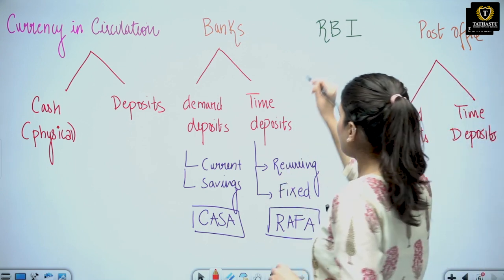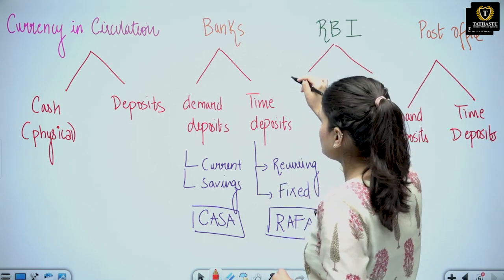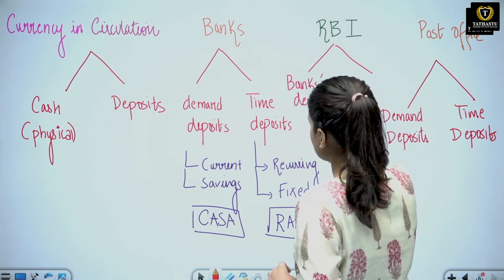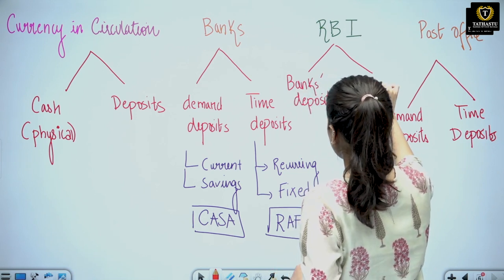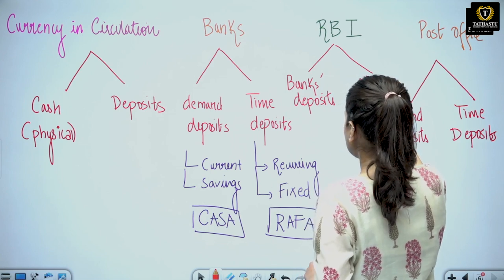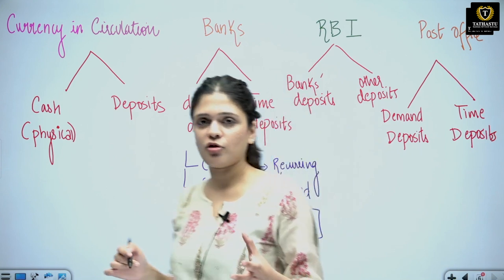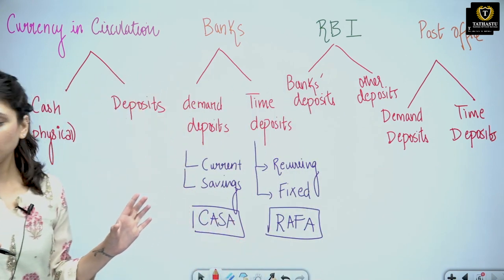Okay. Now with RBI के पास we have the deposits of banks, and we have other deposits. When I say other deposits, I'm talking about the deposits of financial institutions, primary dealers, etc. Clear? Is this clear till now?